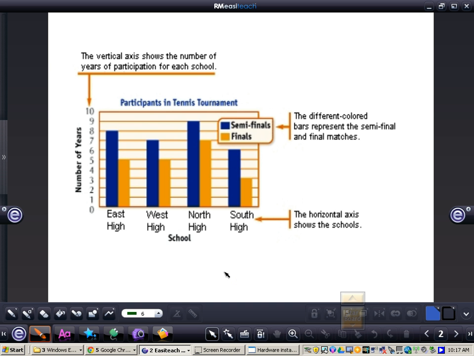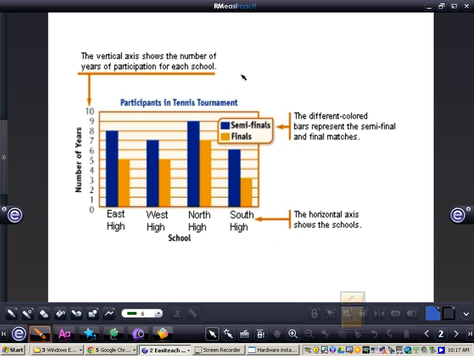A couple different things that you need to understand about a bar graph. First of all, you always need to look at the title. It's always important to have a title with your bar graph. So we have participants in tennis tournament. That kind of shows us what the data is representing. Without a title in our bar graph, we will never know what we're even representing.